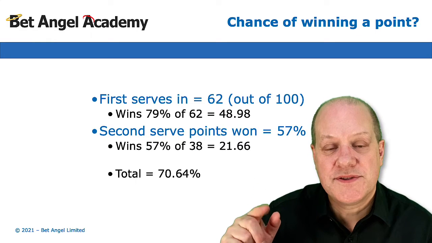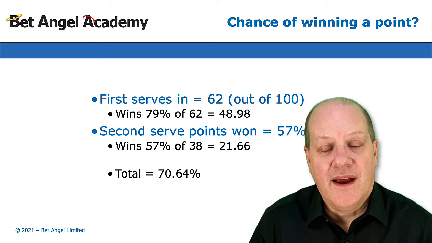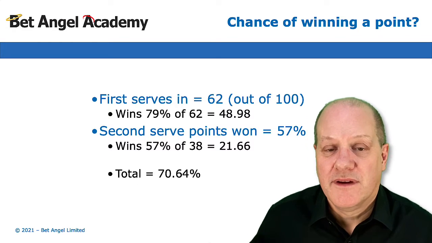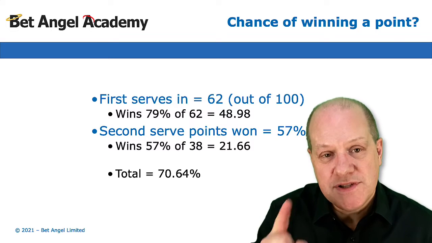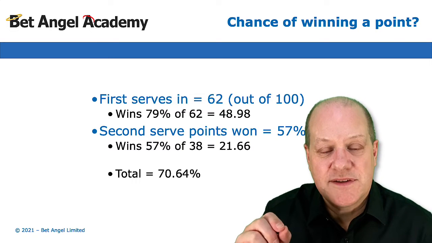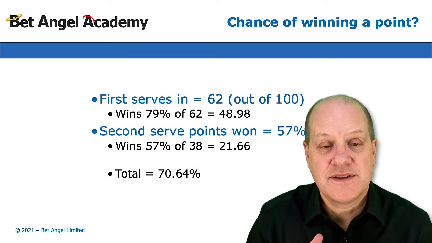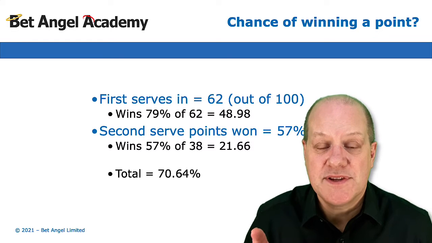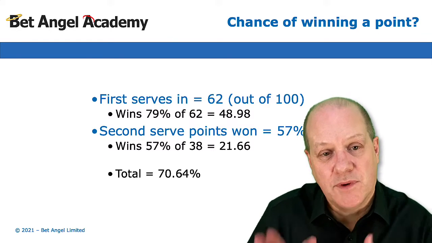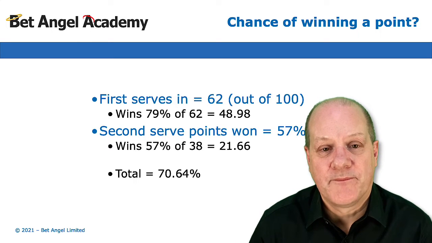So if we combine those two statistics together, we can actually see that the player will win a point on serve just under 70% of the time. And all that we're doing to get that statistic is we're working out how many times they have to do a first serve, which automatically tells us how many times they're going to do a second serve. And then we're looking at the data on how many points they win on that first or second serve. We're combining all of that together to get to our 71%.